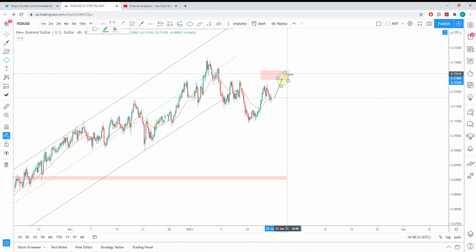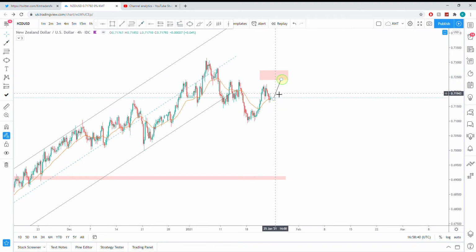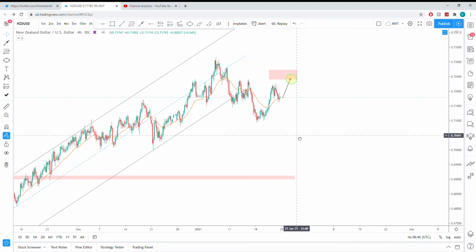More or less, we could be looking for a downside opportunity after this, but I'll keep that for another video once we get to this area, and then we can discuss if we're going to be heading to the downside or if we're going to head further higher. So that's pretty much where my outlook is for this pair.